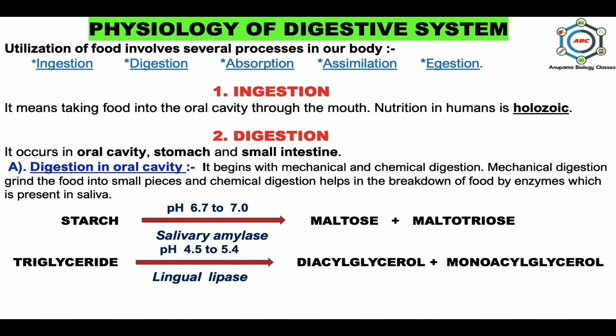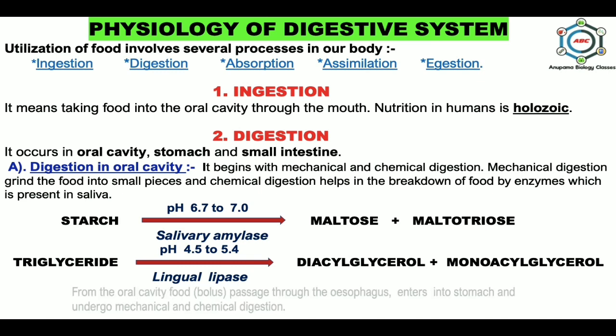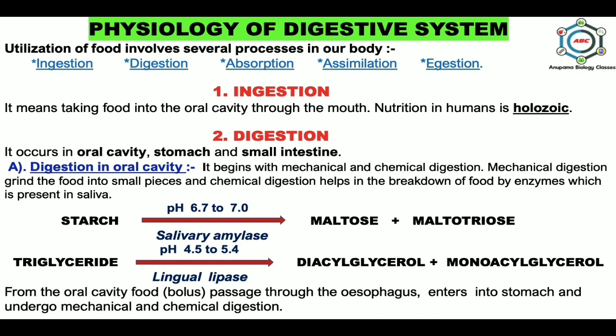So here the food is converted into a bolus, which starts to move from the mouth, that means the oral cavity, to the esophagus, and in the esophagus no digestion occurs. Here only the peristaltic movement of food occurs, which is responsible for the movement of food from the oral cavity to the stomach. So the food from the oral cavity enters into the stomach, and here mechanical and chemical digestion occur.